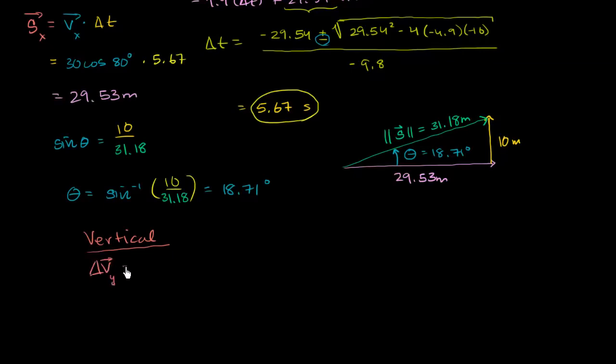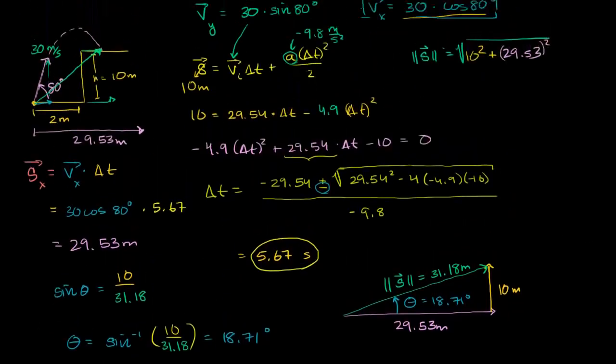or we could say the vertical component of the change in velocity, is equal to the vertical component of the acceleration times time. Now, we know what the change in time is. I'll just write down, times our time. And what is our change in velocity? Well, our change in velocity is our final vertical velocity minus our initial vertical velocity. And we know what our initial vertical velocity is.